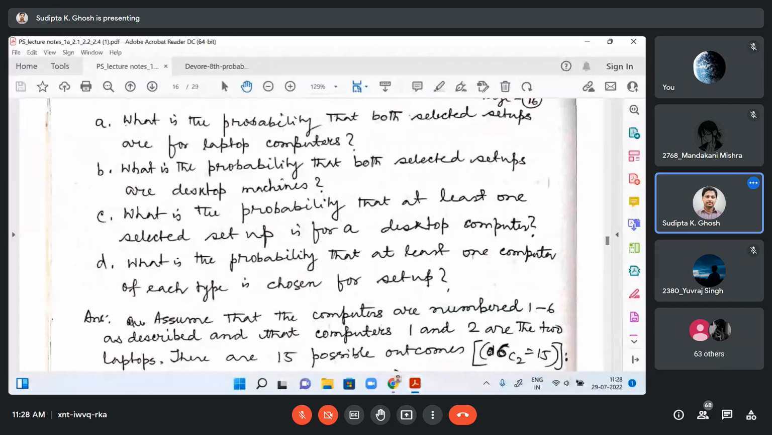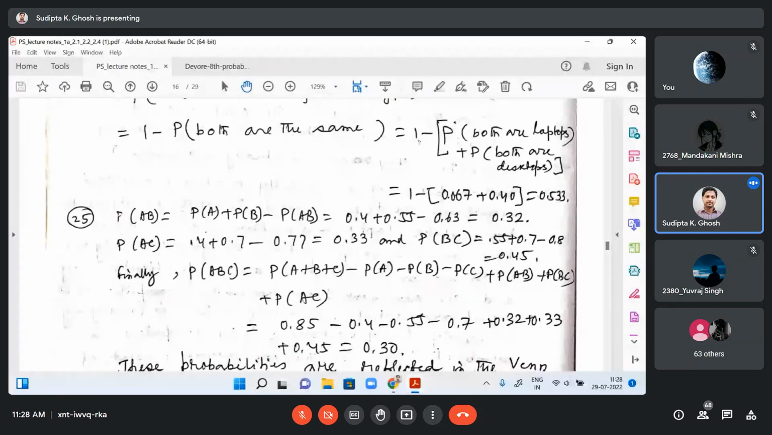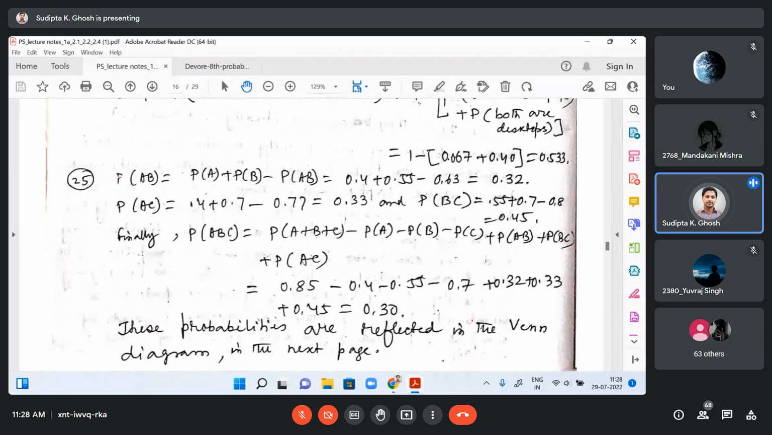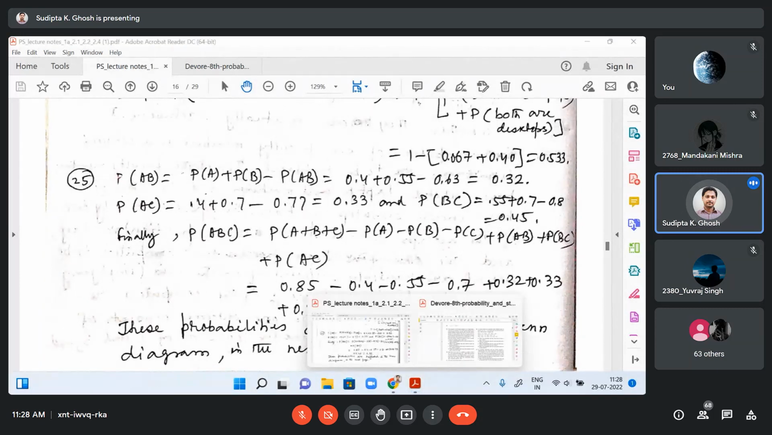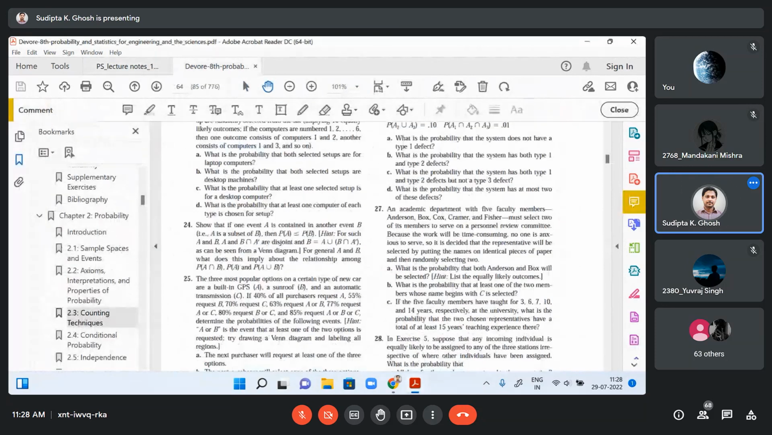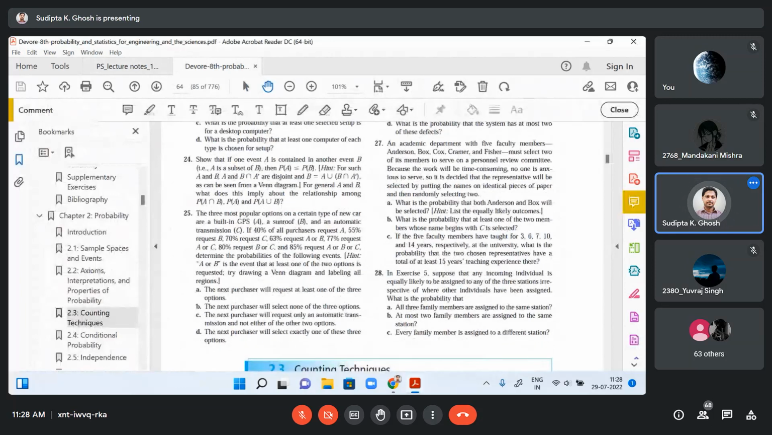Suppose this problem I have taken just for the case. I have taken this problem from here, where the question is written, with 0.4 and 0.58. This is problem number 25. First, we read the problem carefully.